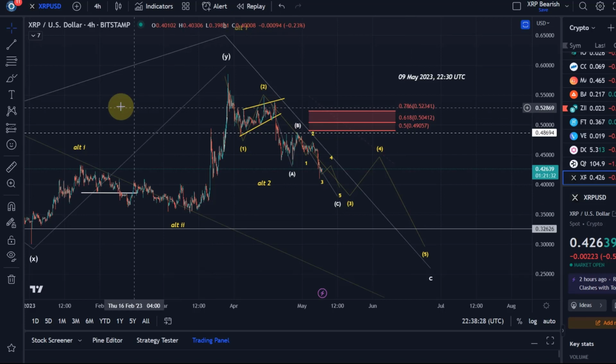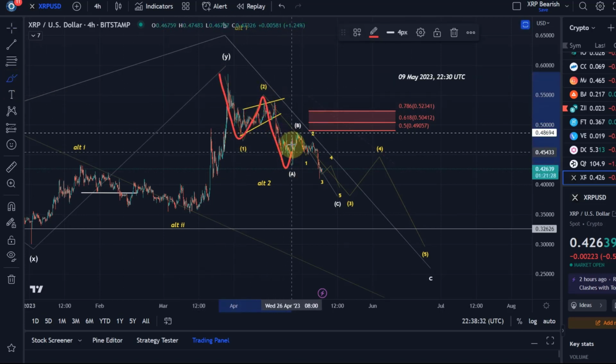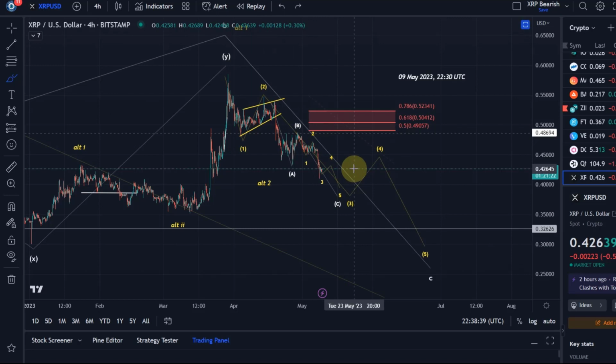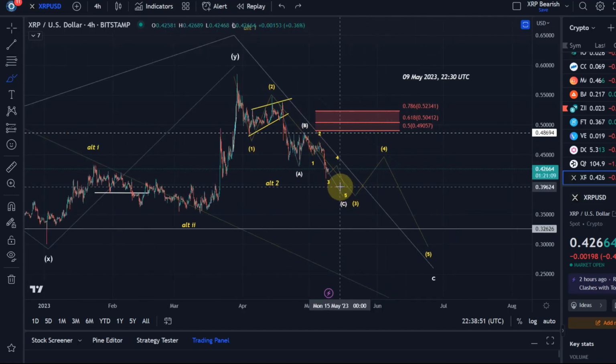I mean, what would be the alternative? The alternative would be to count it as a 1, 2, 1, 2 setup, and then it would just be a little bit different on the way down, right? But I think the idea of an ending diagonal makes sense given the choppy nature of this decline here, where we had corrections where we shouldn't have some. So I'm counting that as an A, B, C now, and it seems to be adhering well to it.